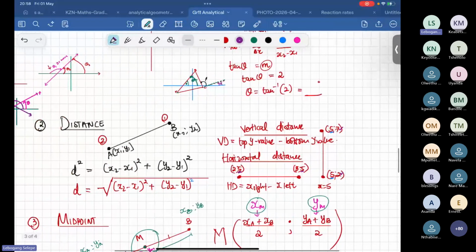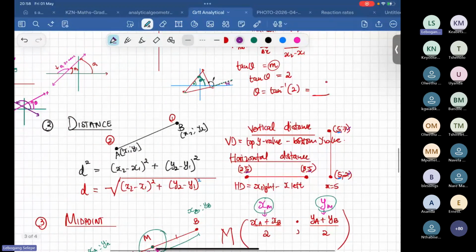That's it with distance. Again, it's a very big and important part of analytical geometry. You should be able to calculate distance because when you do grade 12 analytical geometry, you will see someone says I'm breaking. Are you guys still able to hear me?